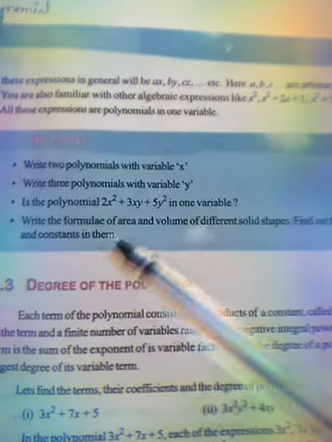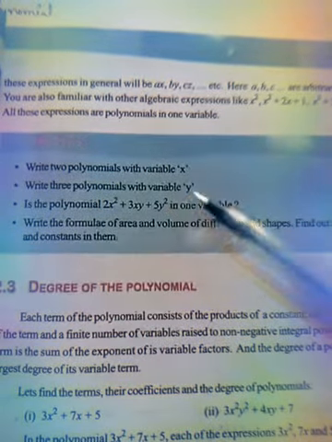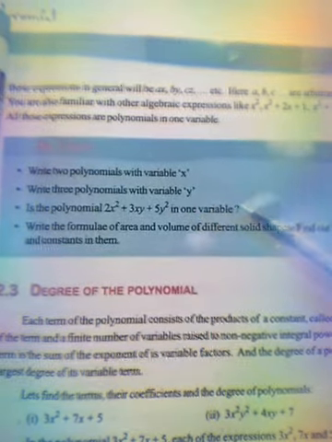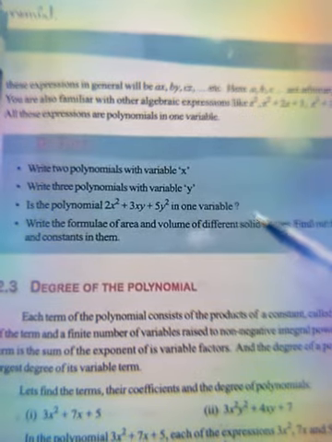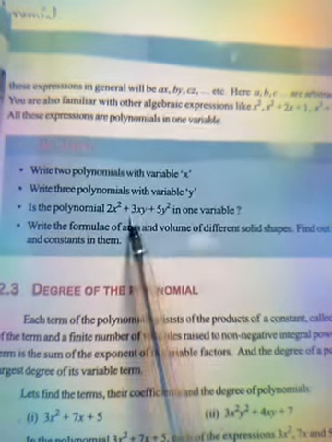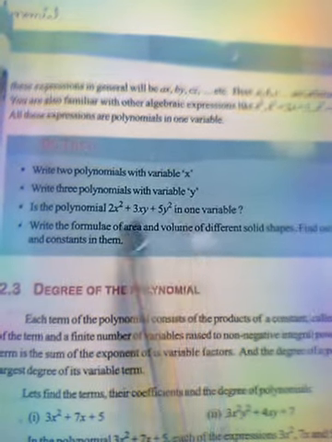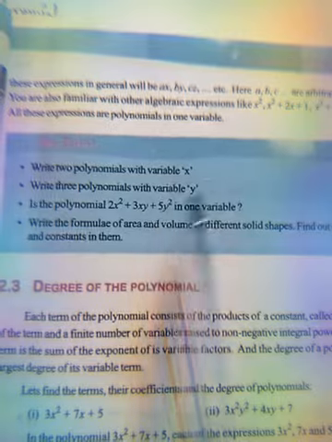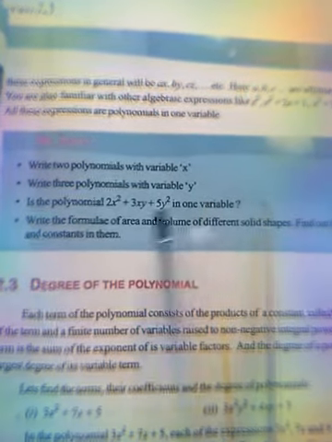Is the polynomial 2x square plus 3xy plus 5y square in one variable? No, it is not in one variable. Why? Because here both x and y variables exist. That is in two variables. It is a polynomial of two variables, not one variable.